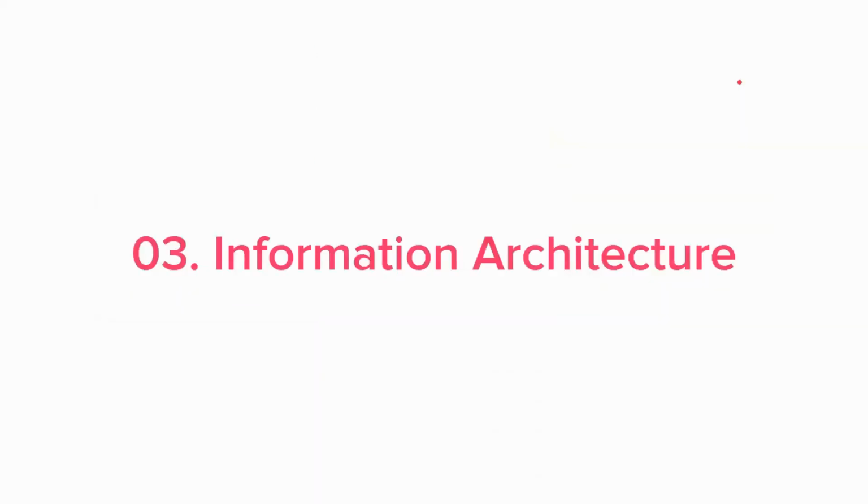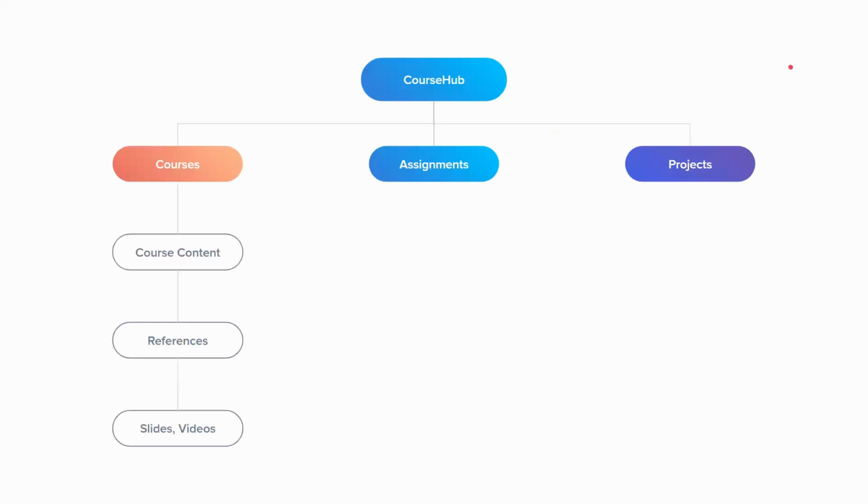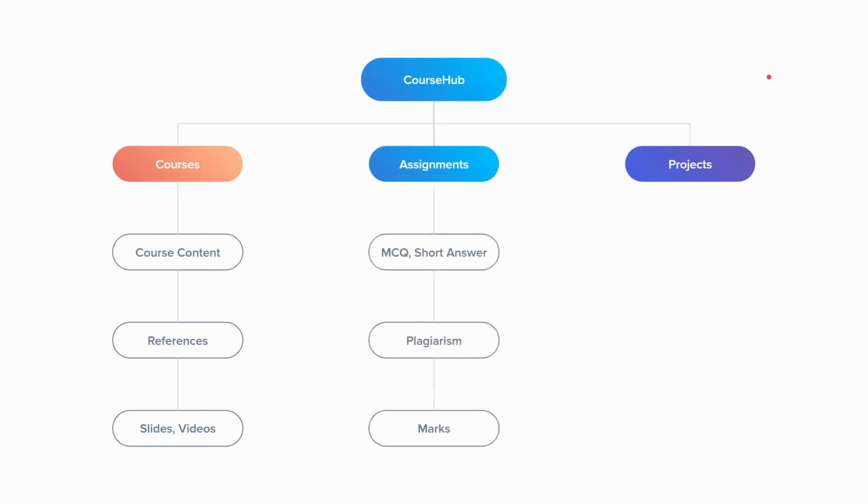Then we consider the information architecture, which is like a blueprint of the design structure. I name this application Course Hub, and we will have courses, we will have projects, and we will have assignments. Under courses, we might have course contents, we need to include references, and we need to share slides and videos. Under assignments, we will have MCQ and short answer questions.